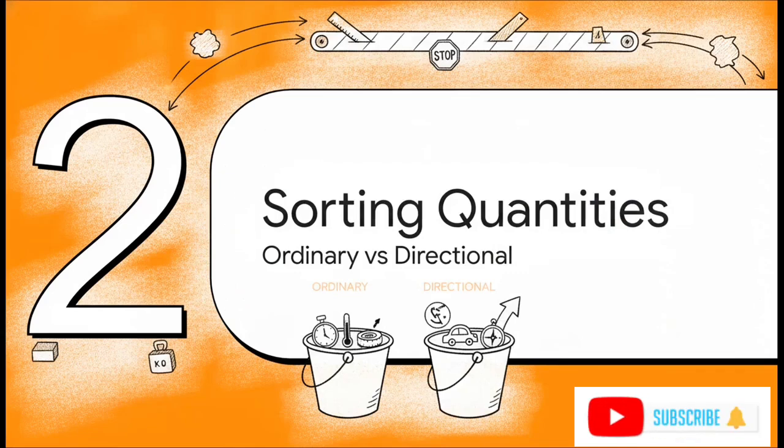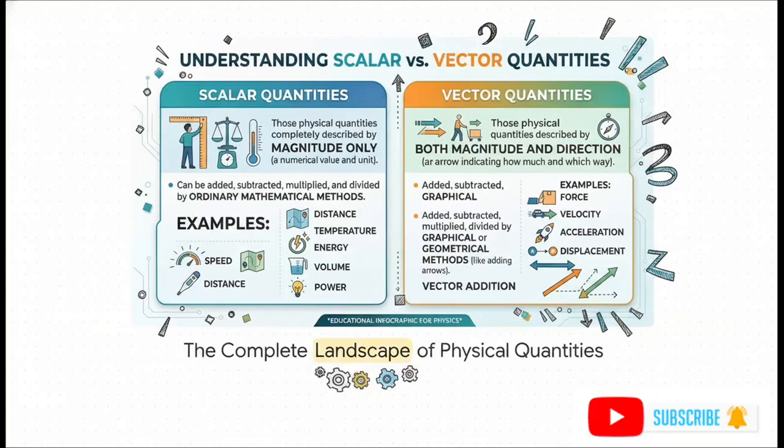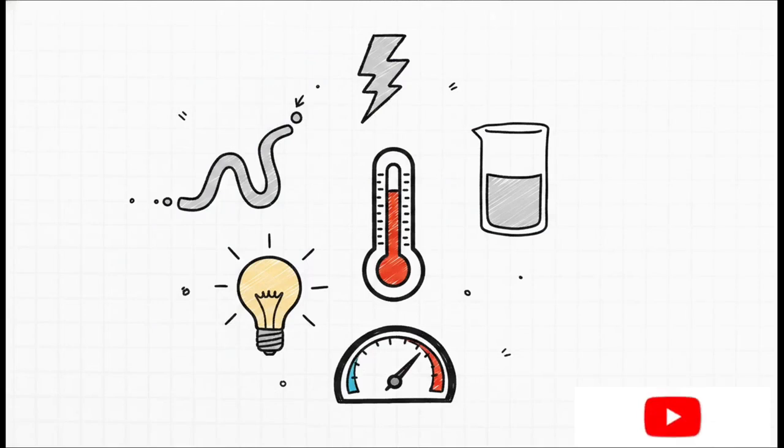Moving right along to section 2, sorting the ordinary quantities from the directional ones. Think of this as the complete landscape of physical quantities. Notice how the scalar quantities are grounded in ordinary math, while the vector quantities bring in the graphical math and, crucially, the arrows. Let's break down some everyday examples to really see how they differ. Looking at our scalar examples, we have things like distance, temperature, energy, volume, power, and speed. Just think about it for a second.